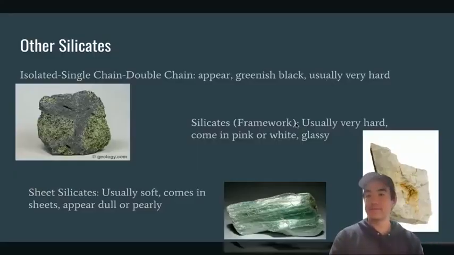Other silicates include isolated, single chain, or double chain. These usually appear greenish black and are very hard. Framework silicates are usually very hard as well, and come in pink or white and glassy structures. And sheet silicates are usually soft and come in sheets. You can almost peel them apart sometimes, and they often appear very dull or pearly.